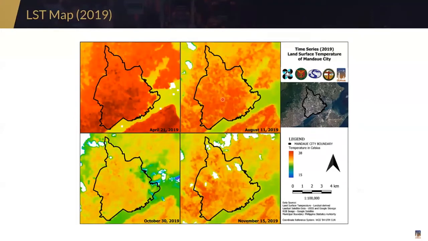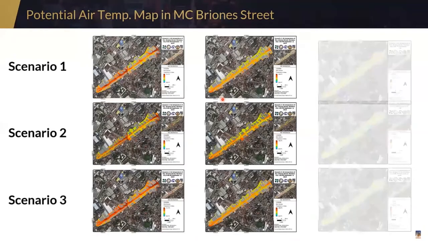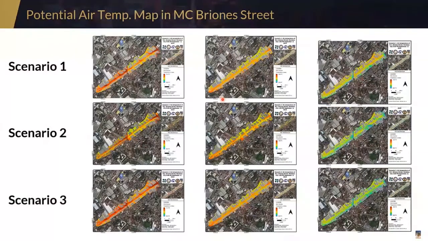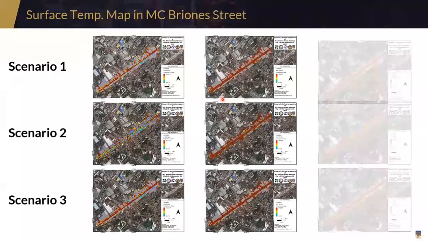So aside from LST, we also have our outputs from NDMET. In the previous presentation, this was discussed and explained in detail by AJ. So here I have scenario 1 to scenario 3, from top to bottom, and from left to right are 9 a.m., 1 p.m., and 5 p.m. respectively as their time steps. This map shows the potential air temperature in MC Briones Street, one of the study sites of Mandaue. And similar with surface temperature.